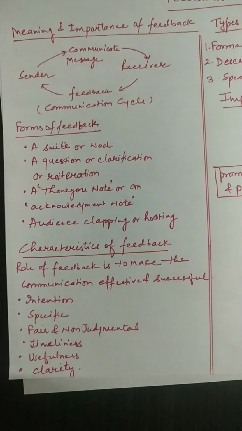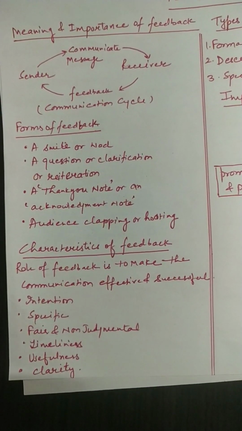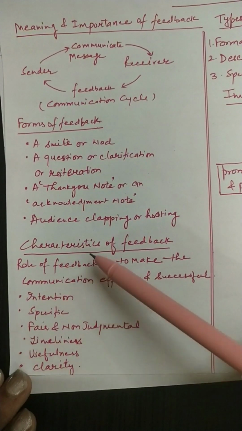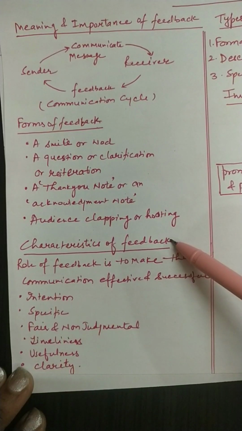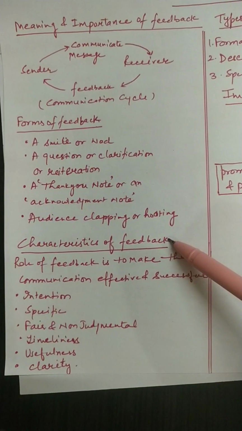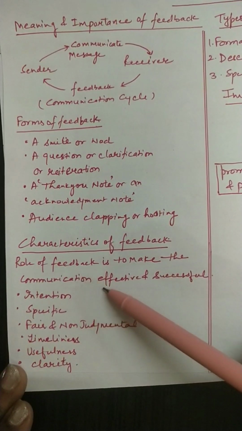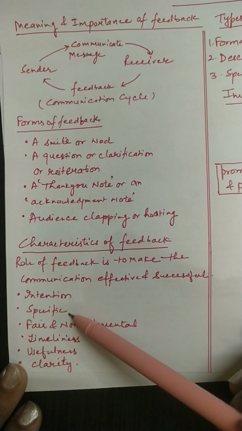Now next we have characteristics of feedback. When we talk about characteristics of feedback, the role of feedback is to make communication effective. And what are the different characteristics of effective feedback? So first is intention. Then it should be specific. The feedback should not be vague. It should be conveyed with clarity.